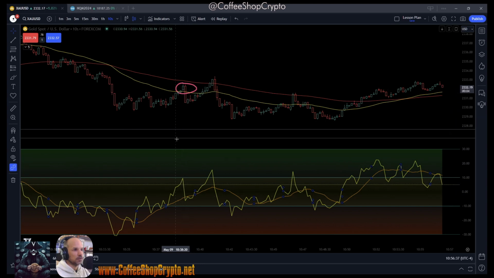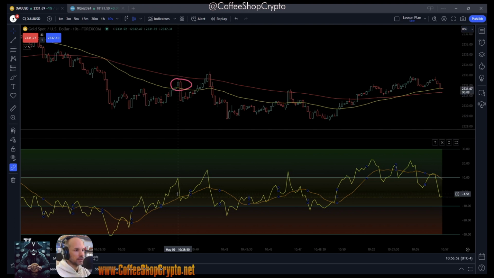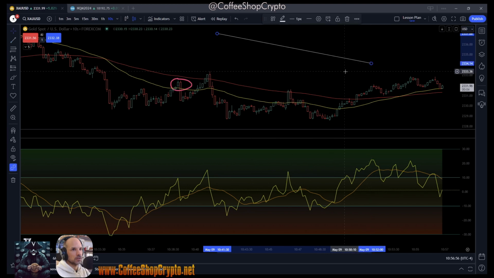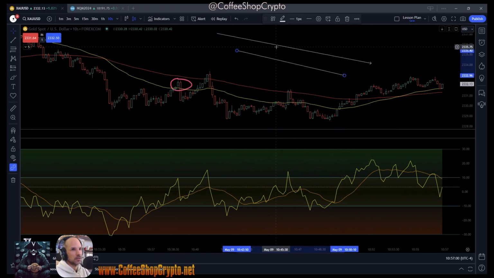I've closed above it. I've closed above both. So this is telling me I've now gone against my short term. So for the short term, my short term downtrend is over. Consider this. You have a downtrend for the long term, you have a downtrend for the short term. Okay, we'll do this.